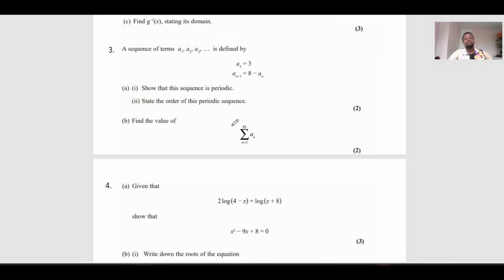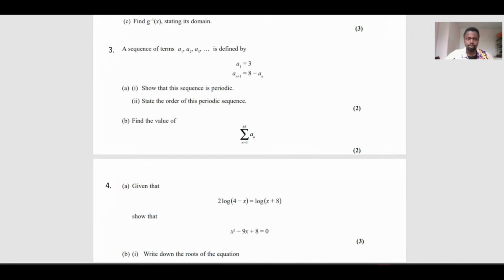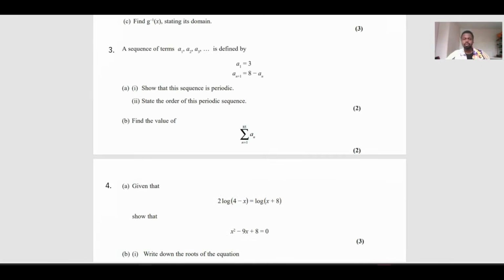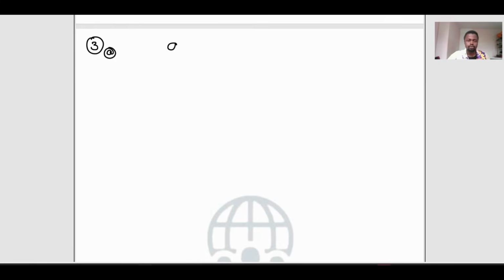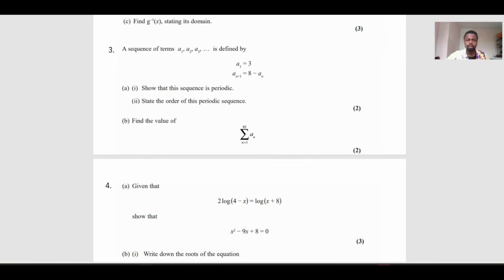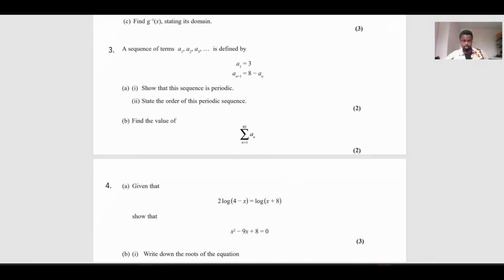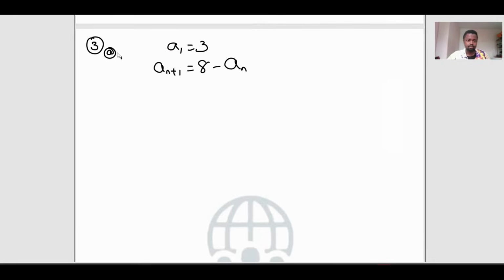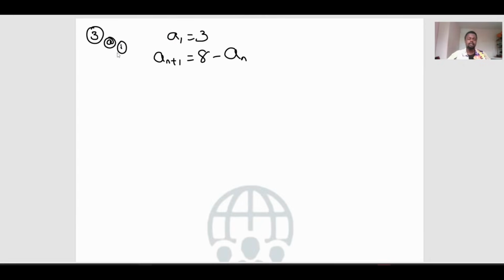Number 3, we have a sequence, and then we are asked to show that the sequence is periodic. So I'm going to put it up. Question 3A. So we have A1 equal to 3, A(n plus 1) equal to 8 minus An. Okay, so we want to show that it's periodic. So how do we do that? Let's try to find the terms of the sequence.